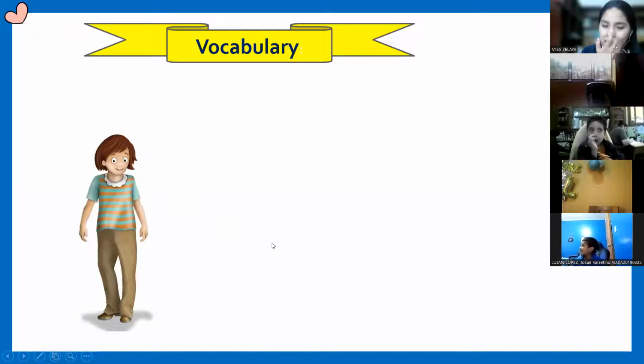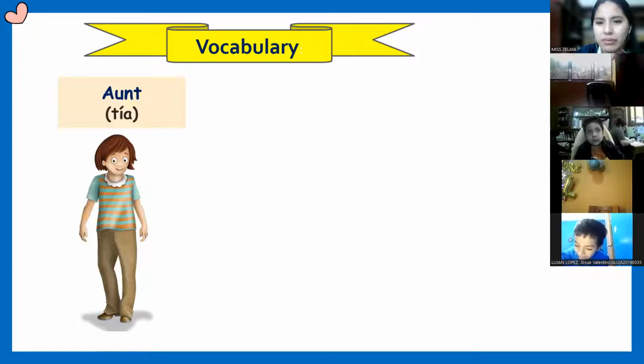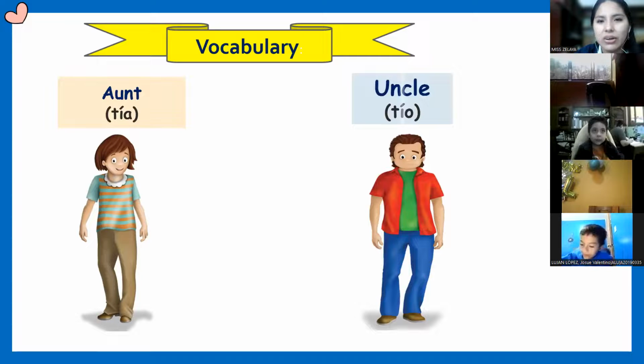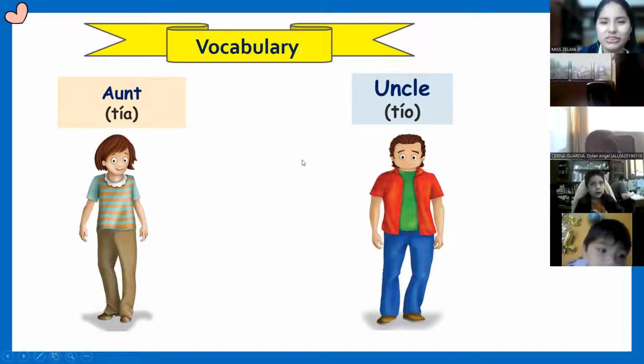Ahora, no solamente vamos a aprender a decir los abuelos, los padres y los hermanos o hermanas. También vamos a aprender a decir el día de hoy tía en inglés. Tía in English is aunt. Repeat after me. Aunt. And tío is uncle. Uncle. So repeat after me. Aunt. Uncle. Excellent. Very good.